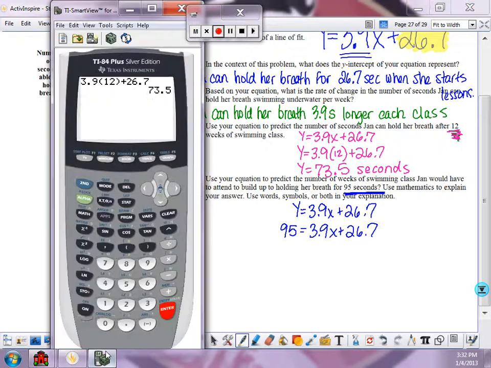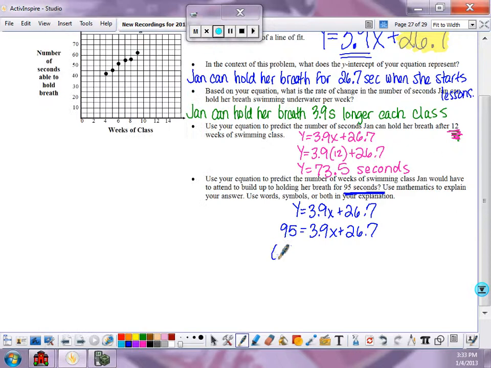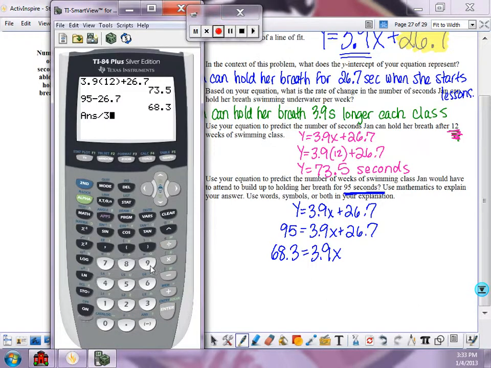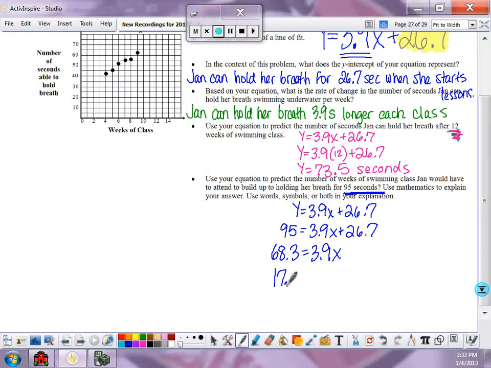Okay, first step. Let's take 95 and subtract 26.7. 68.3. So 68.3 equals 3.9x. Let's divide both sides by 3.9. So I think she's going to have to go to about 17.5 lessons or weeks of lessons. So let's say about 18 weeks of swim lessons.